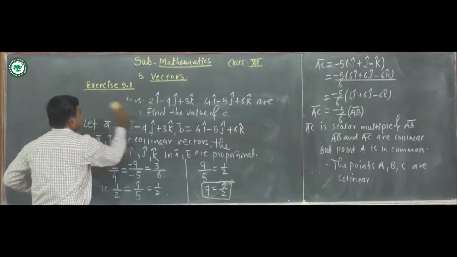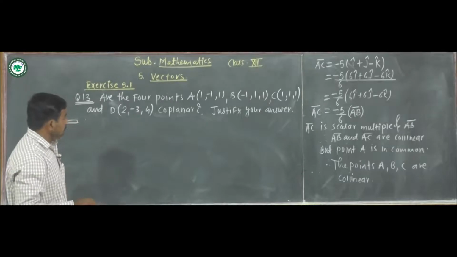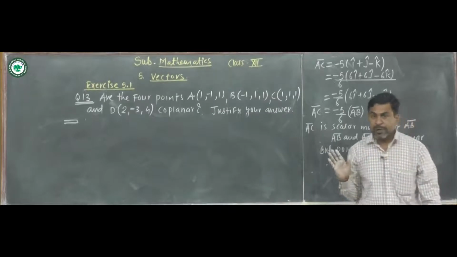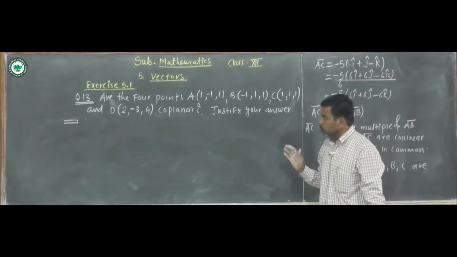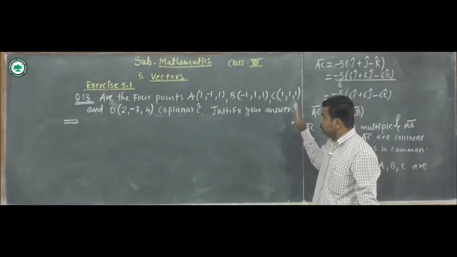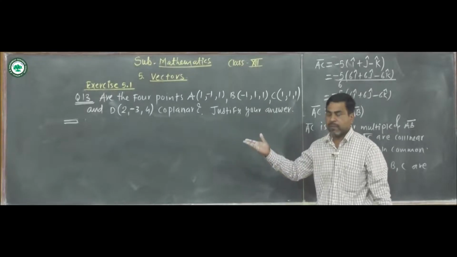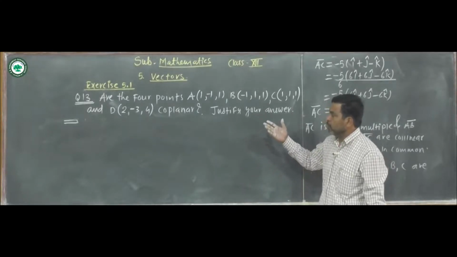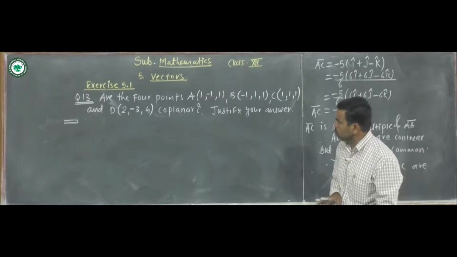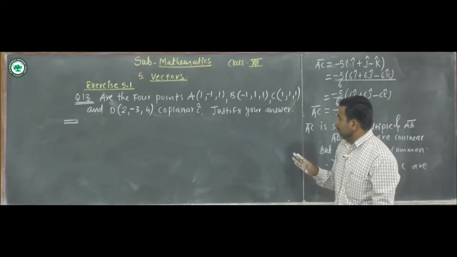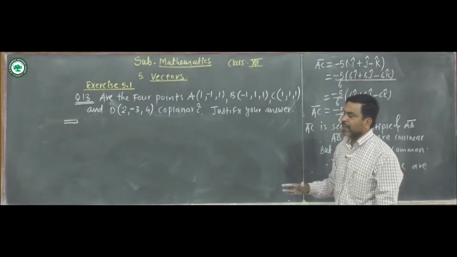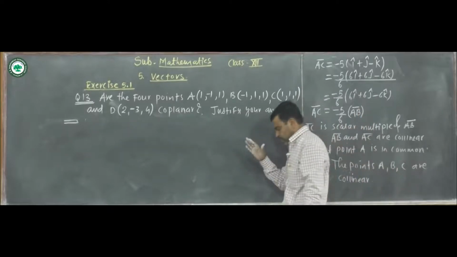Question 13. Here we have to show 4 points are coplanar, and this can be shown by proving the 3 vectors from these 4 points are coplanar. Means here we have to show AB bar, AC bar and AD bar. If these 3 vectors are coplanar, then automatically the 4 points are coplanar. So we will see it one by one.